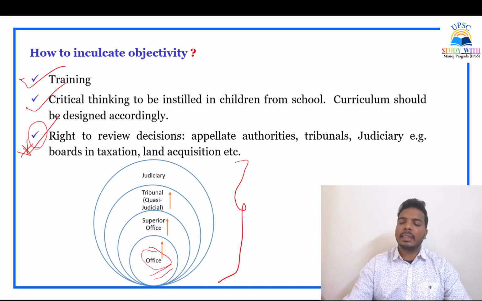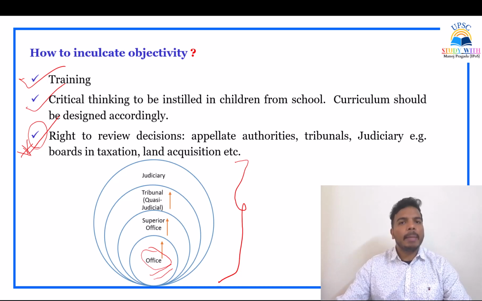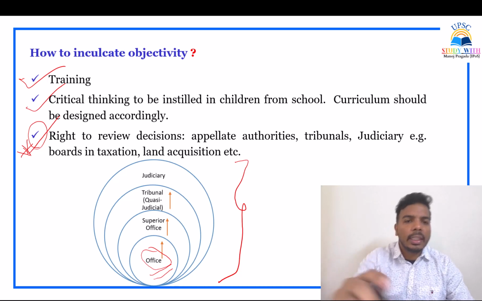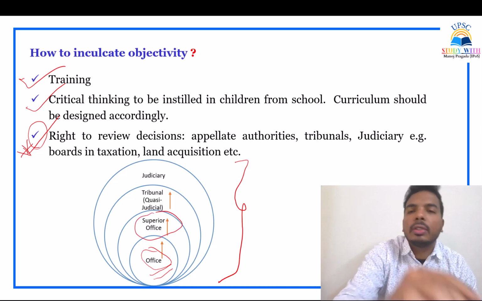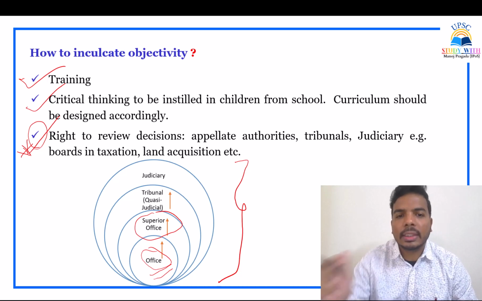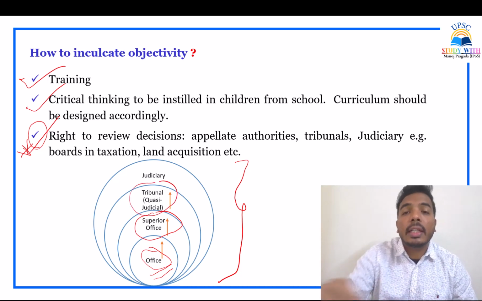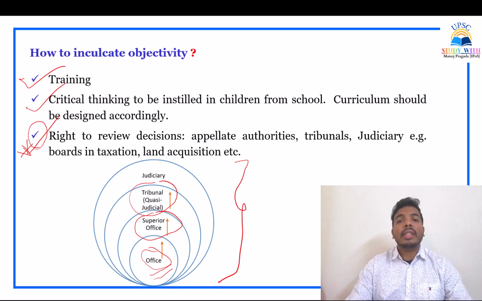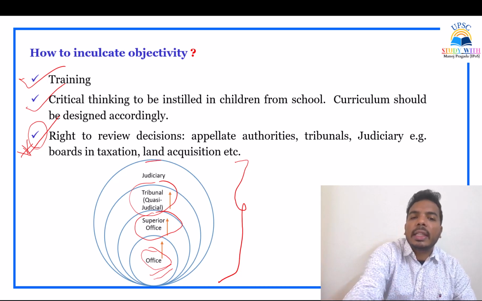Maybe the Tahsildar. The Tahsildar or SHO office is the first point which will have direct interaction with the public. If the public is not satisfied with the SHO's decisions, maybe he might be taking decisions out of subjectivity, then they should approach the next superior office. If they are not satisfied with those decisions also, then he can approach the tribunals, which are quasi-judicial in nature. And the last option always will be the judiciary.